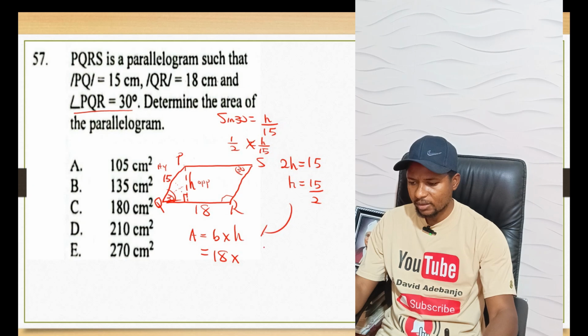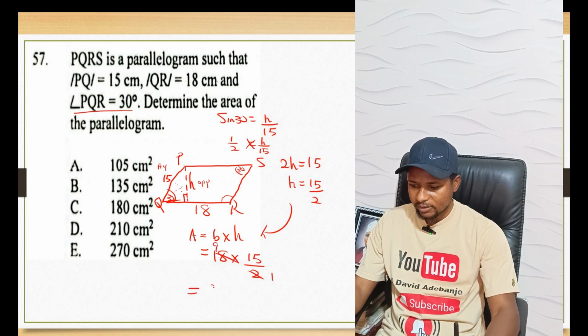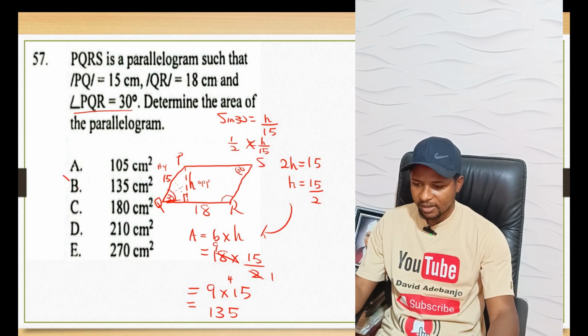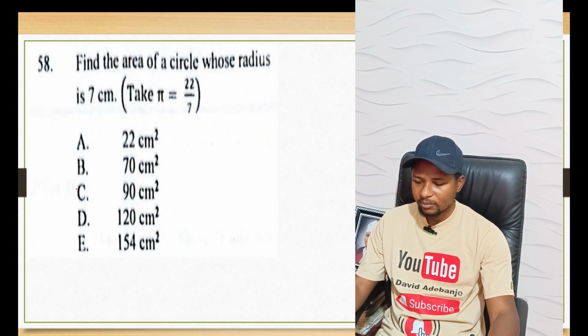So you can bring it back here: 18 times H, which is now 15 over 2. 2 here goes 1, 2 into 18 you have 9. So your answer is 9 times 15. 9 times 5 is 45, carry 4. 9 times 1 is 9 plus 4, that's 13. So your answer is 135 cm squared. Moving on to 58. Find the area of a circle whose radius is 7.